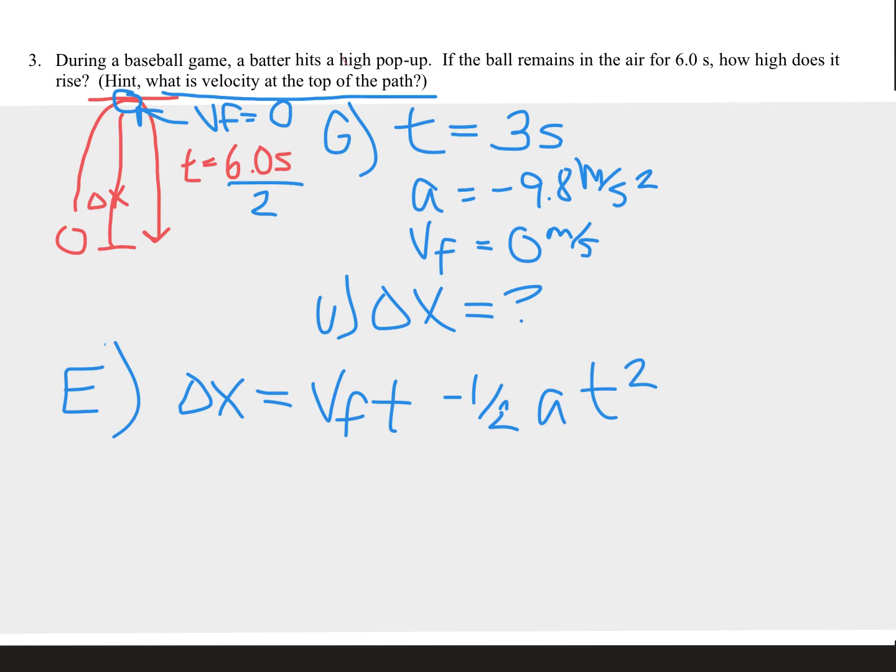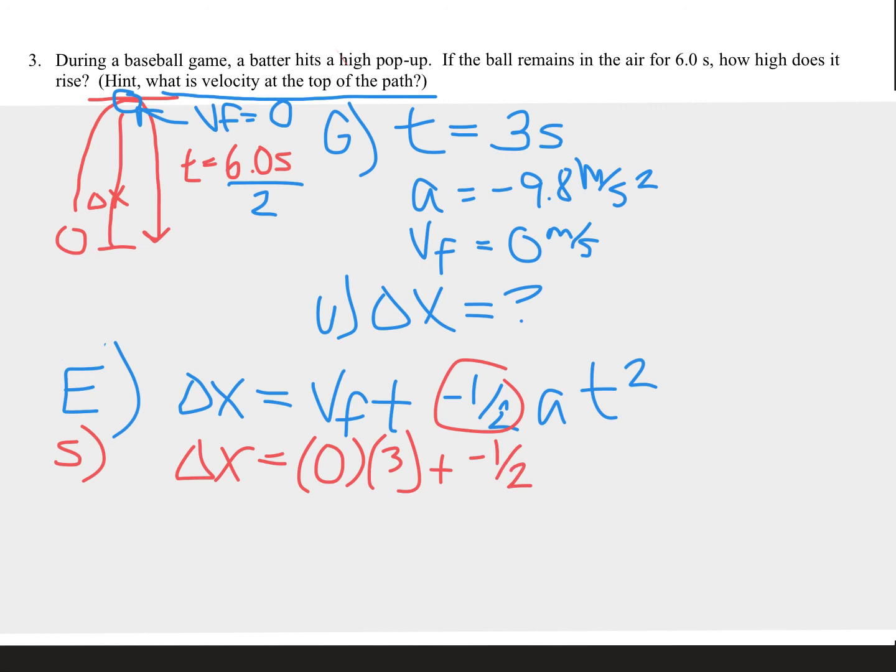All right. Now that I have that, let me start plugging in. I don't have anything for delta x. By the way, this is S for substitute. But I do have final velocity is 0. Time is 3 seconds. This negative 1/2, I'm going to change to plus a negative 1/2. That just makes me feel better with my math. Acceleration of gravity is negative 9.8, and my time is 3 seconds squared.